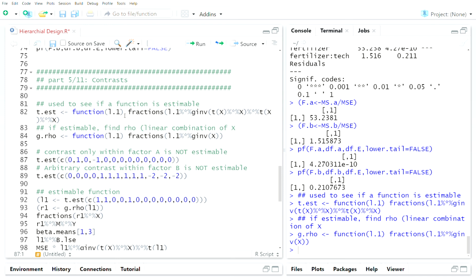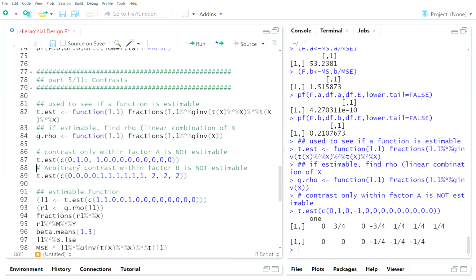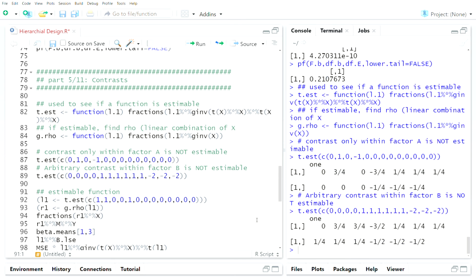So if we create any contrast for factor A and don't bring in the beta, the factor B, it's not estimable. And if you look at this, the test estimable, we should get this back if it's estimable, and we don't. So this linear combination of the betas is not estimable, meaning it's not a unique linear combination. Same thing if we just arbitrarily put a contrast on factor B or the beta parameters, it's not estimable. And let's test it, and we don't get this back.